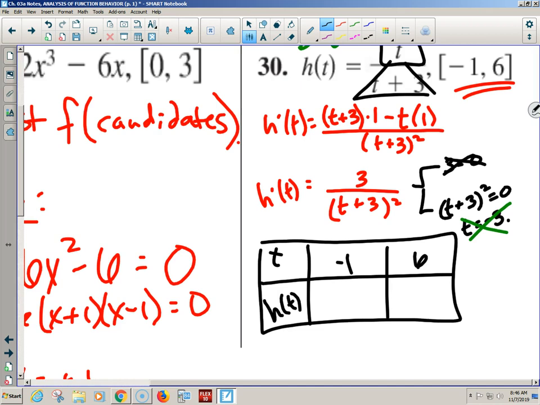Hey, what are we supposed to do? Plug it in where? The original, not the derivative. We want to know how high, how low. So, plug it in. Negative 1 over negative 1 plus 3 is negative 1 half. 6 over 6 plus 3? 6 over 9, which is 2/3. There you go. Good job, Wyatt. He was double checking.